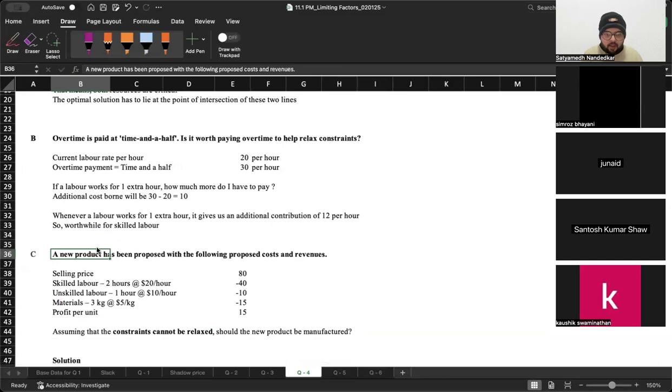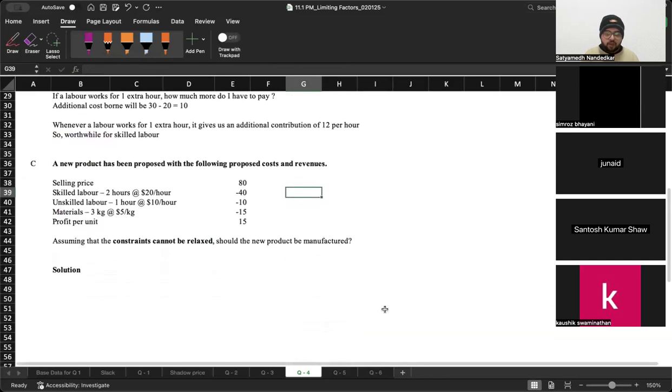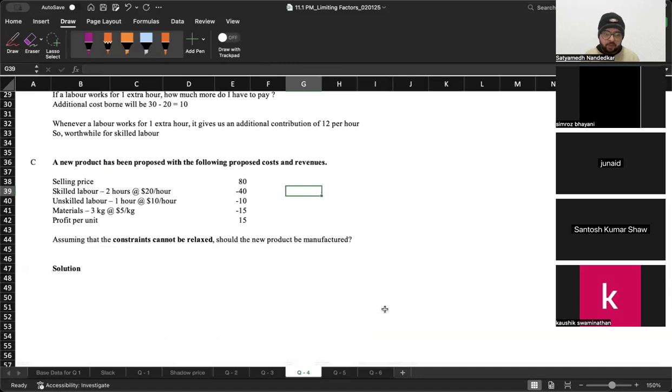Now, a new product has been proposed with the following proposed cost and revenue. Selling price दिया है, skilled labor, unskilled labor, material and profit per unit. Assuming that the constraints cannot be relaxed, should the new product be manufactured? ठीक है. So constraints cannot be relaxed. So if some resources are deployed in making an existing product, I cannot remove them from there and deploy it to the new product. So अगर new product बनाना है तो I have to go and purchase additional inputs.